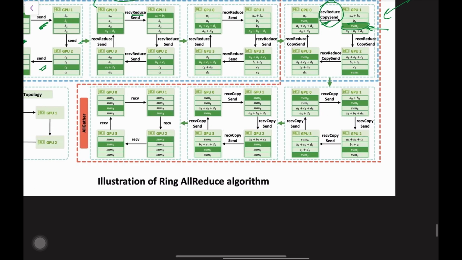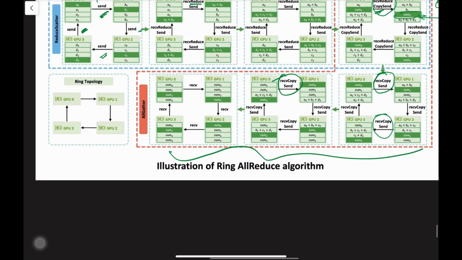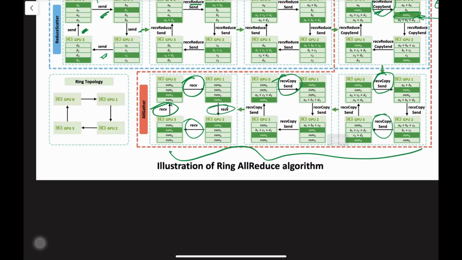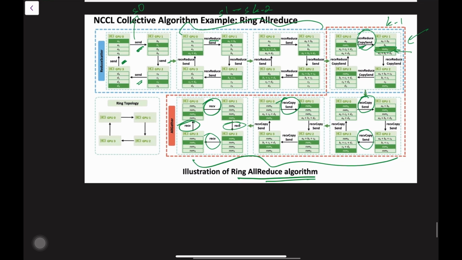Now the next steps are about the all gather completing. All the reductions are over, so receive, copy, send is the only operation left. Each GPU has to receive something, send something, and also copy to the destination buffer. Finally, in the last iteration, each GPU only has to receive and nothing to send. So that is how the ring all reduce algorithm is implemented in NCCL. Thank you.